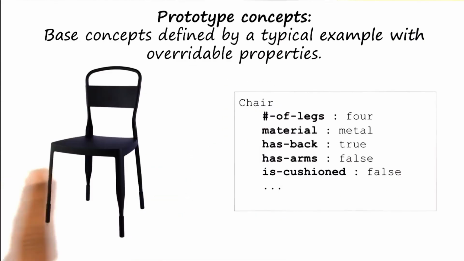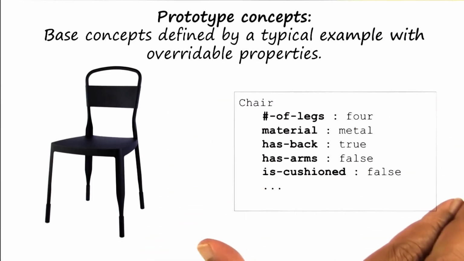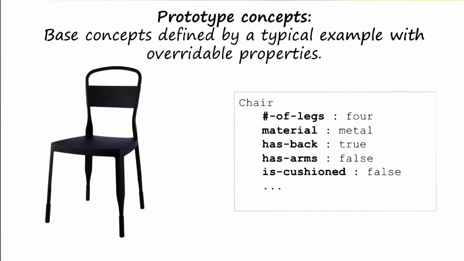Now I can represent this notion of prototypical chair in the language of frames. This is something we have come across earlier in the class. A frame has slots and fillers, as you may recall, and we use frames to represent stereotypes. Here we're talking about prototypes, so very closely related. So concept is the content we're going to represent. Frame is the form in which we're going to represent it. So a notion of prototypical chair might be it has 4 legs, the material is metal, it has a back, it does not have arms, and it's not cushioned.